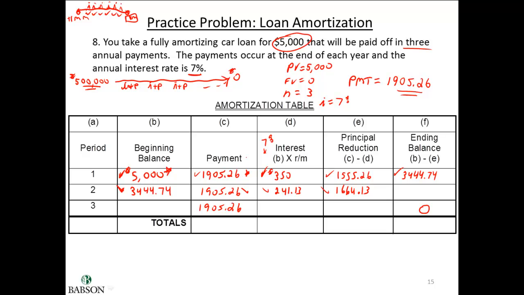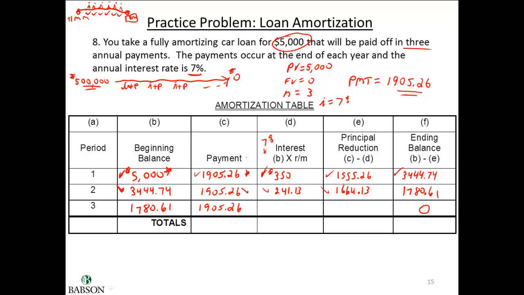So now what's the balance at the end of the year? Well, take the balance at the beginning of the year and net off what you paid for principal. So $3444.74 minus $1664.13 now gives us an ending balance at the end of year 2 of $1780.61. That carries over. That's our beginning balance in year 3.